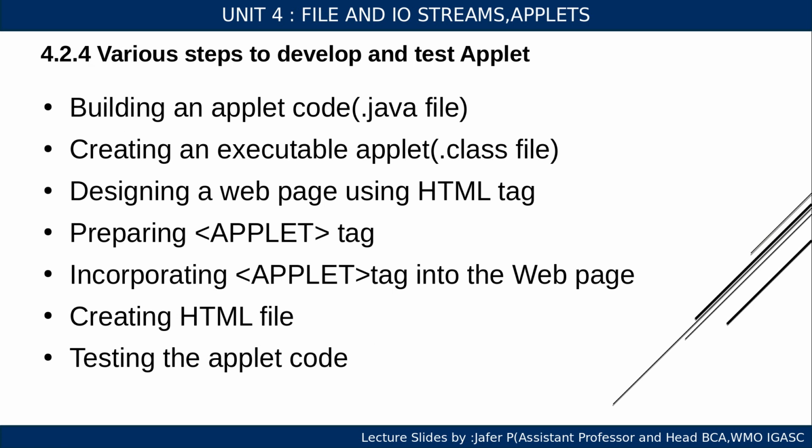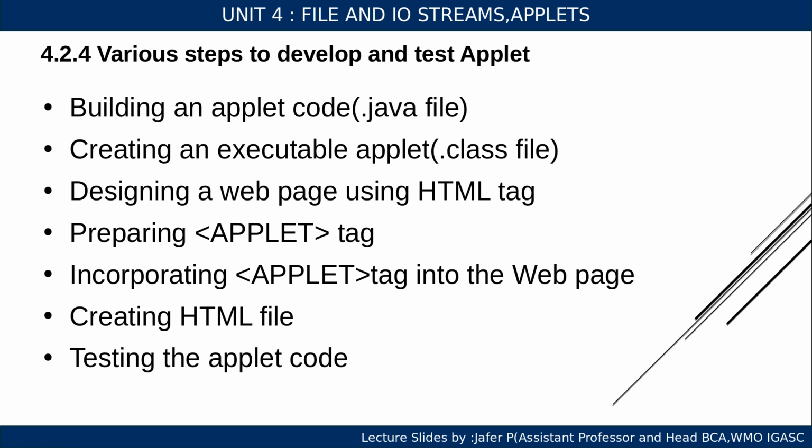So let's see the various steps to develop and test the applet. First of all, when you are developing an application using an applet, you have to create a program in Java, right? That is the basic first step for developing and testing the applet. So the first step is building the applet code, that is a Java file. You have to create a Java file for a particular task. If you want to do an operation, you can create an applet in a .java file.